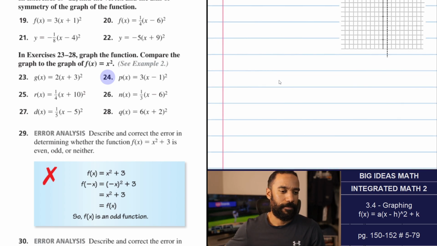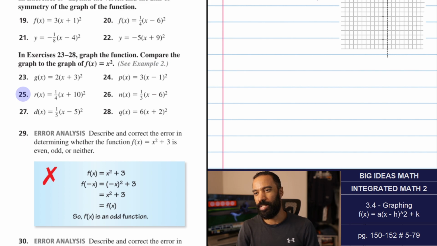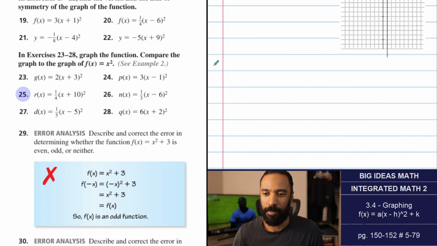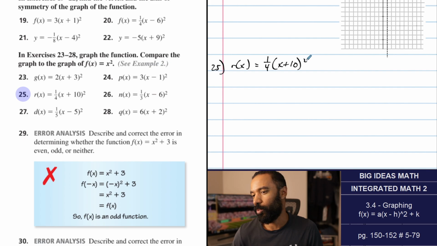Number 25. R of x equals 1/4 times x plus 10 quantity squared. We're not even a third of the way done. We have a lot of word problems to look forward to. R of x, and I felt like the first questions were fast, right? 1/4 times x plus 10 quantity squared.